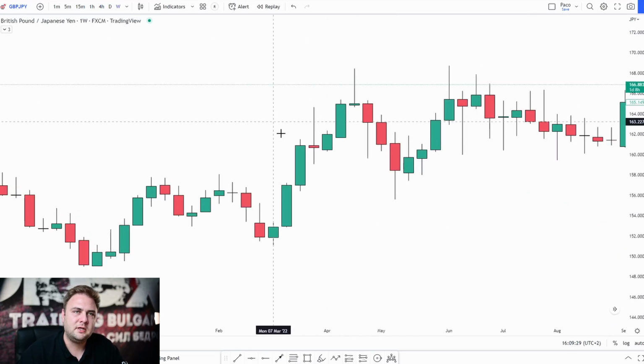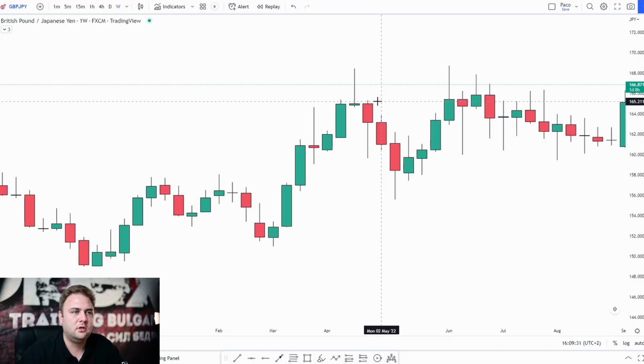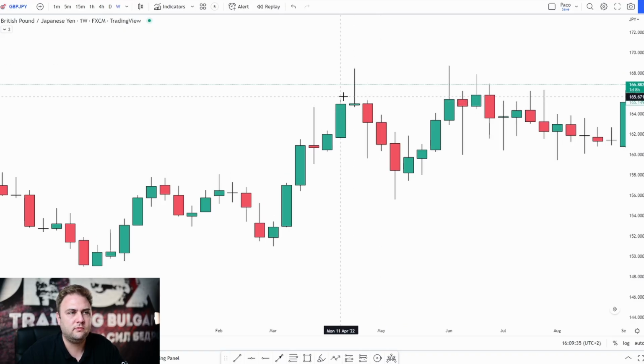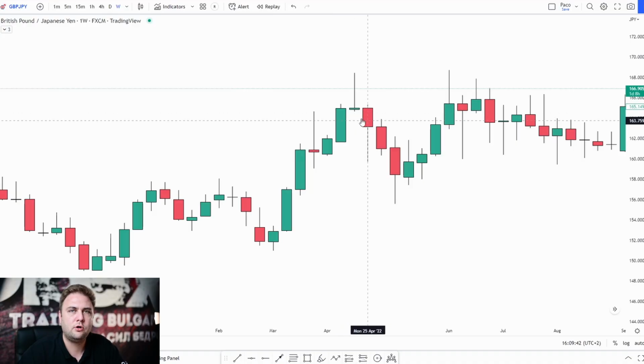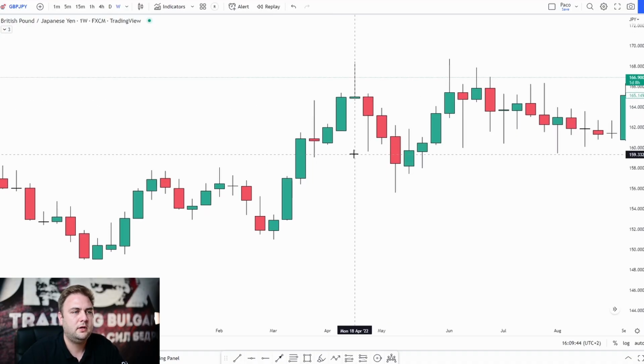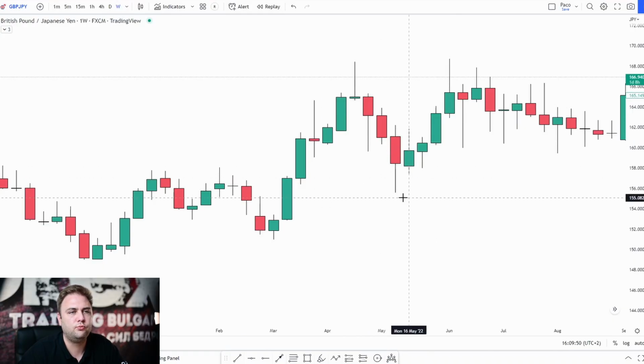There is the perfect example of the gravestone doji, the large upper wick and the very small body which is at the bottom of the candle. And there is almost no lower wick. And after this candle you can see the very sharp movement. This is on the weekly time frame, so this is a huge movement.